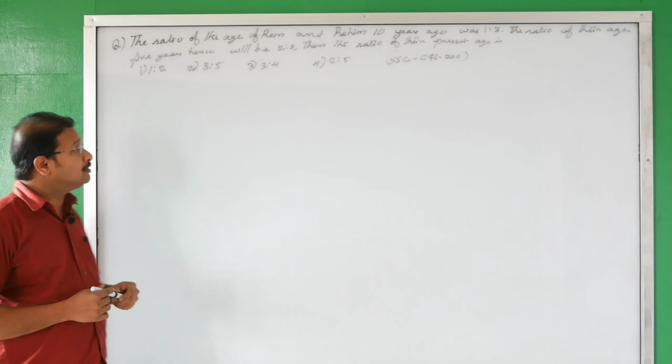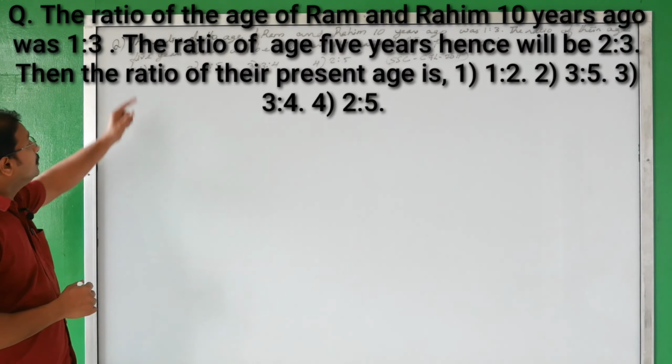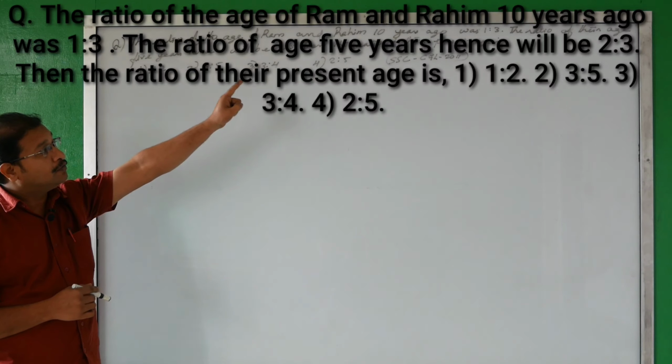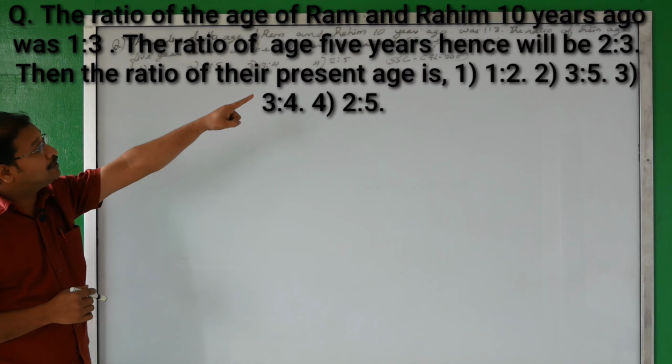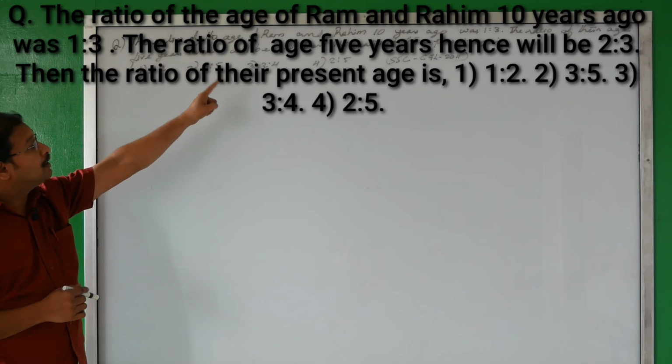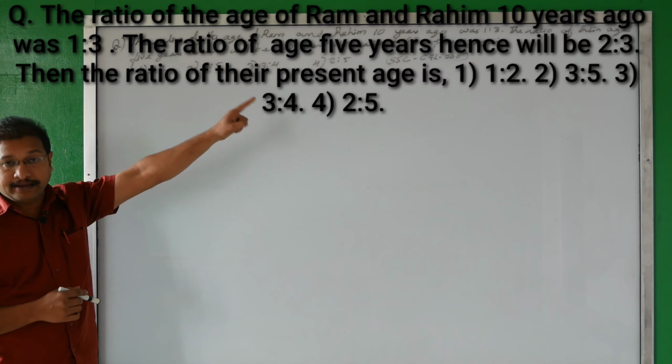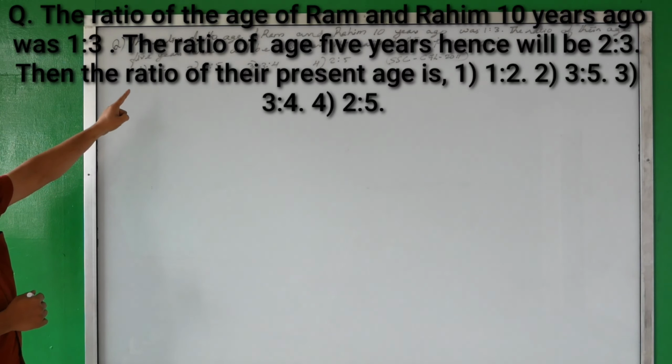Let's start the next question. I'll read the question now. The ratio of the age of Ram and Rahim 10 years ago was 1 is to 3. The ratio of their age 5 years hence will be 2 is to 3. Then the ratio of their present age is, option 1, 1 is to 2.